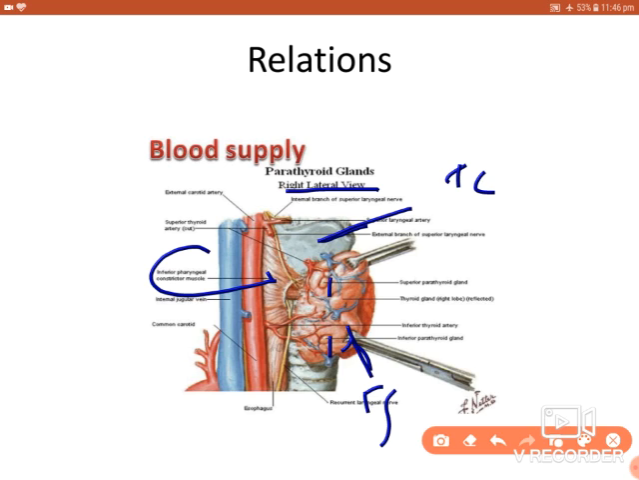Then laterally, you can see this is the common carotid artery. This one is the internal jugular vein. This is the vagus nerve. These are enclosed in a tubular sheath that forms the carotid sheath, which is a modification or thickening of the deep cervical fascia. In this carotid sheath, medially we get the common carotid artery, laterally the internal jugular vein, and in the middle the vagus nerve. Okay, that forms the posterolateral relations.